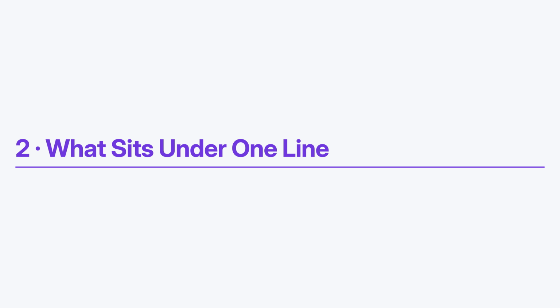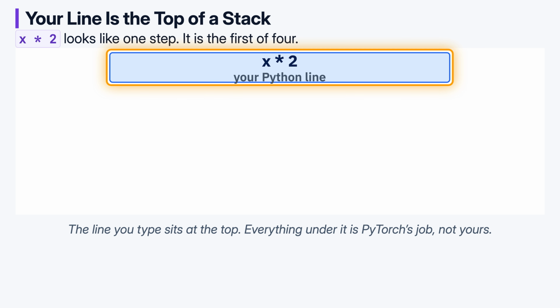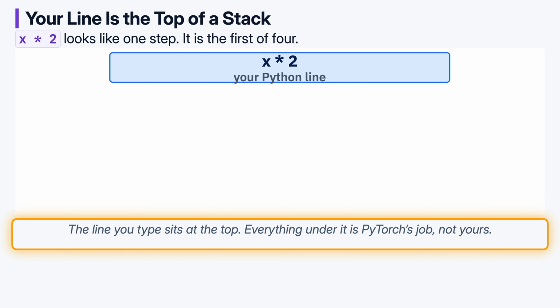You've run a line. Now let's slow down and look at what happens underneath it, one layer at a time. x times 2 looks like one simple step, but it's really the top of a stack of 4 layers, and your line sits right here at the top. The line you type is your job. Everything under it, the next 3 layers, is PyTorch's job, not yours. Let's uncover them one at a time.